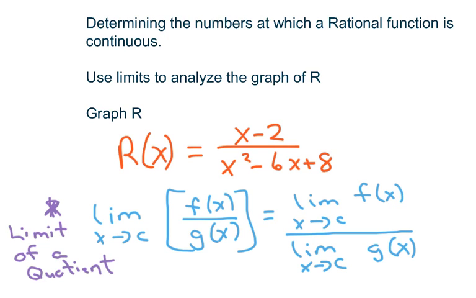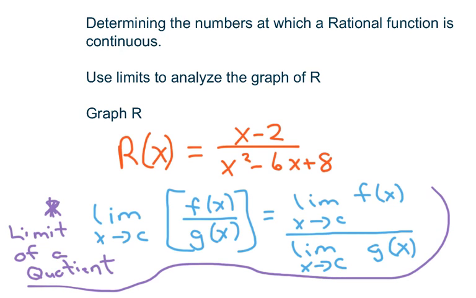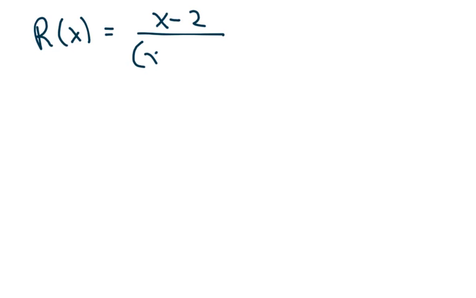The thing you need to remember is the property, the limit of a quotient. Okay, so that's the property of the limit of the quotient here. And the first thing we're going to do is factor R of x. So you factor R of x, and what we find is x minus 2 over x minus 2 times x minus 4.